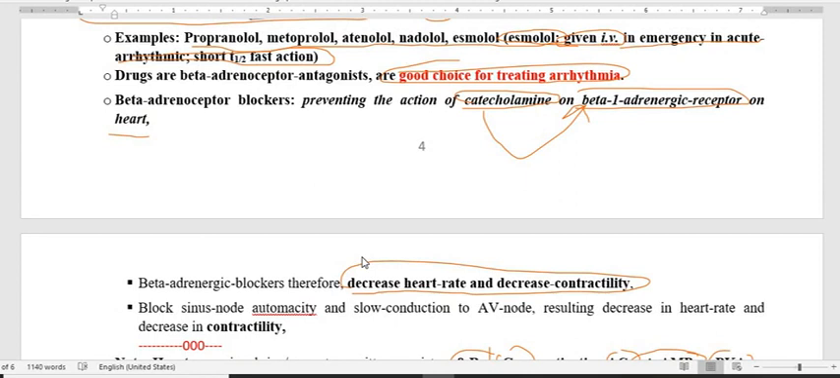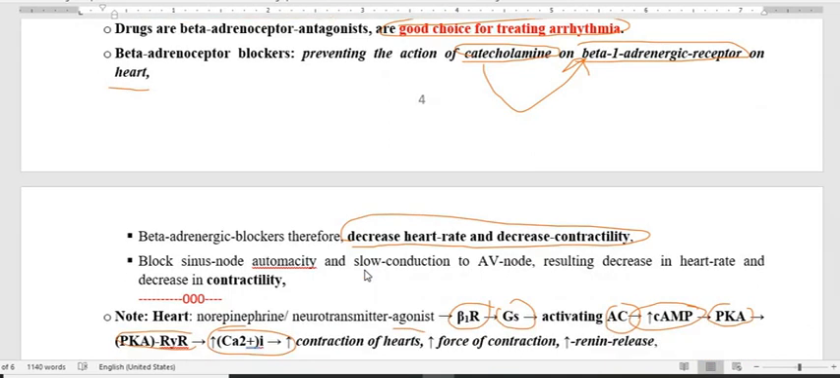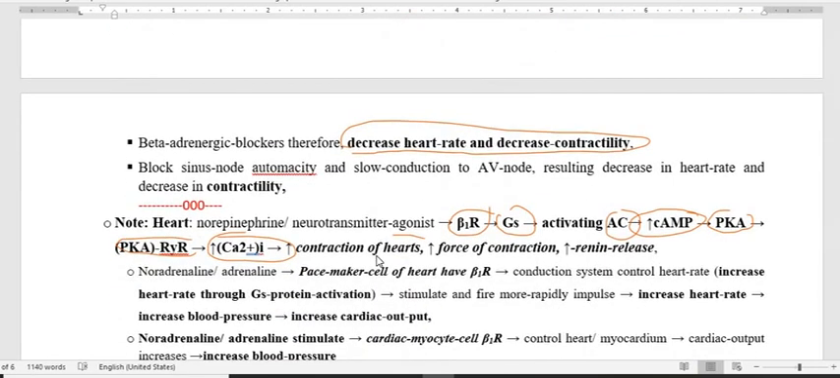So a beta 1 blocker prevents the action of noradrenaline, adrenaline, or you can say catecholamine, from attaching to the beta 1 adrenergic receptor, and therefore it blocks the effect, and finally it leads to decreased heart rate and decreased contractility.